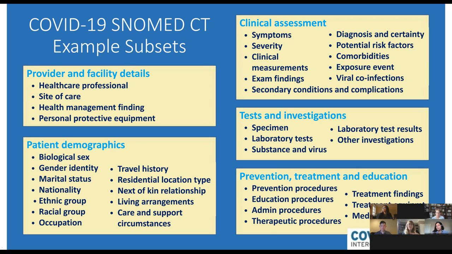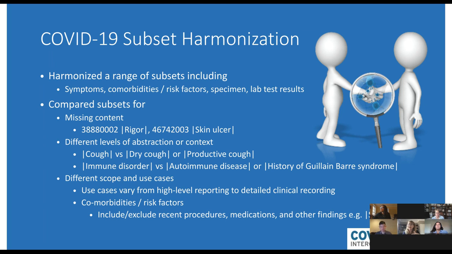So here are some of the data elements for which the guide provides SNOMED CT subsets. For example, there are subsets for provider and facility details, from the type of healthcare professional to the personal protective equipment. There are quite a few subsets for patient demographic details, from biological sex through to care and support circumstances. There are subsets for clinical assessment, including symptoms, measurements, secondary conditions and complications, diagnoses and risk factors. There are subsets for tests and investigations, from specimens through to laboratory test results. And there are subsets for prevention, treatment, and education.